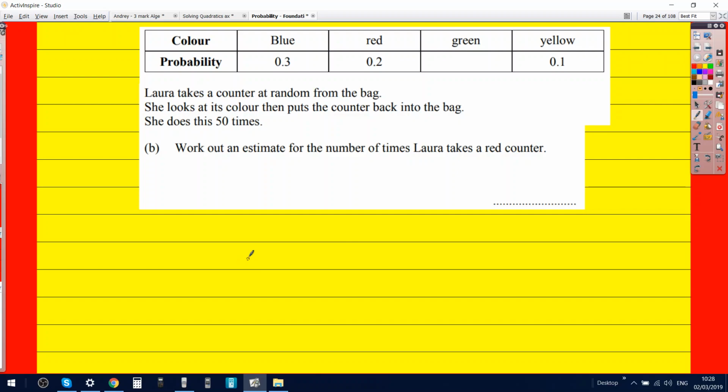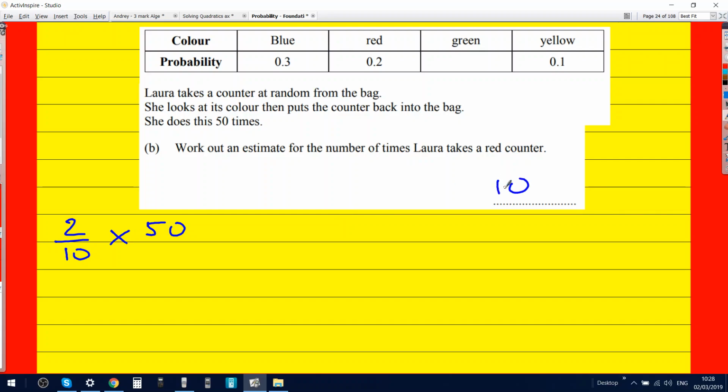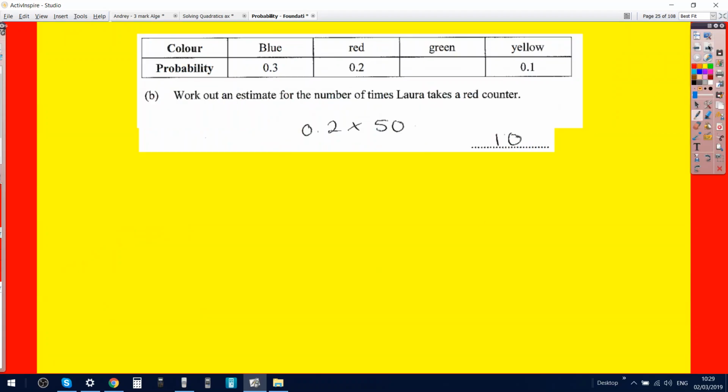This one? Laura takes a counter at random from the bag. She looks at the colour and then puts the counter back into the bag. She does this 50 times. Work out the estimate for a red counter. So would that be 2/10 of 50? So yeah, it'd be 10. Yeah. And are you not as good at multiplying decimals? Is that why you changed it into a fraction? Yeah. Okay, fair enough. You got the right answer.